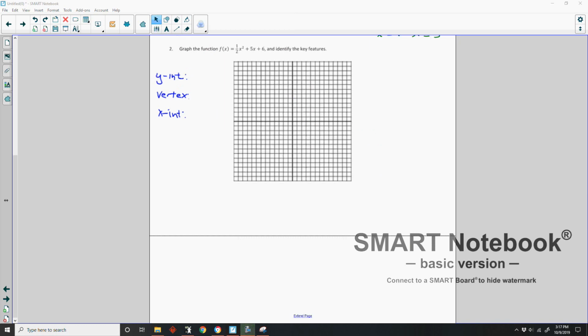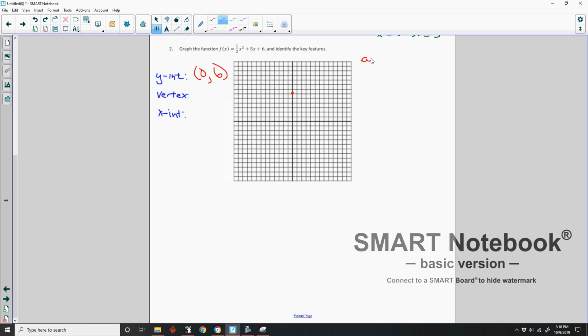Okay, here's number 2, exercise 2. So hopefully you tried this on your own. Pause the video, see if you can do it, and then we'll go from there. All right, so here we go. So we have 1/2 x squared plus 5x plus 6. So the easiest thing to do first is your y-intercept, which is 6. So it's when x is 0, y is 6. And that's the point 1, 2, 3, 4, 5, 6. And that is right here. Okay? That's done. Next, we want the vertex.